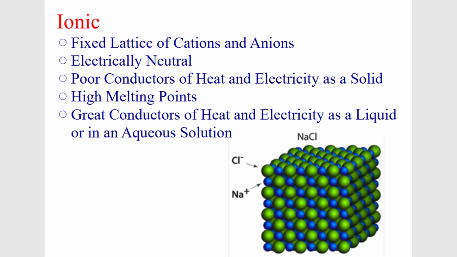Then we have ionic intermolecular forces. We've covered ionic compounds before, and ionic is an intermolecular force. It's a fixed lattice of cations and anions, positive and negative. They're electrically neutral. These are poor conductors of heat and electricity as a solid, and very, very brittle as a solid. But how would we make an ionic solid become a great conductor of heat and electricity? Well, we need the positives and negatives to be free, to be delocalized, to be moving.